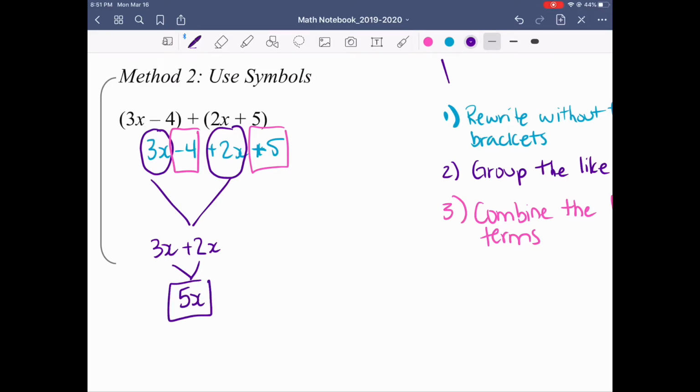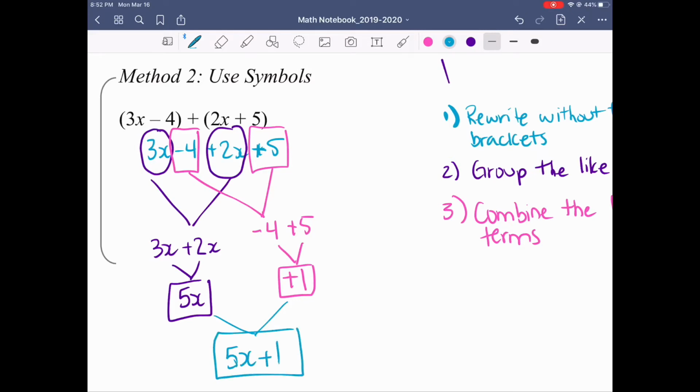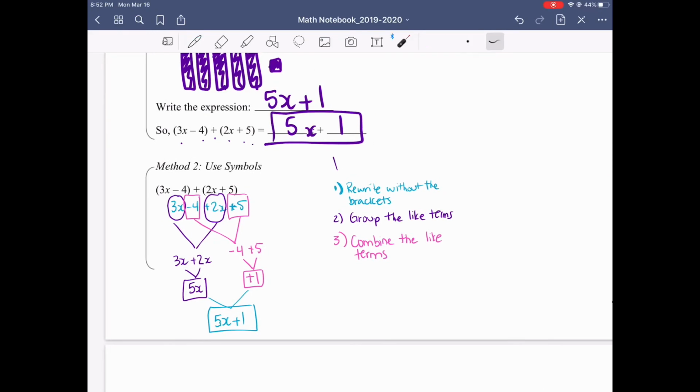And then if I do my other terms that are like terms with each other, which are the constants, I have negative 4 plus 5, and that gives me positive 1. And then if I put these together, the answer is 5x plus 1. And that is the same answer we got right here in method 1. Okay, they're just different methods, same question, same answer.